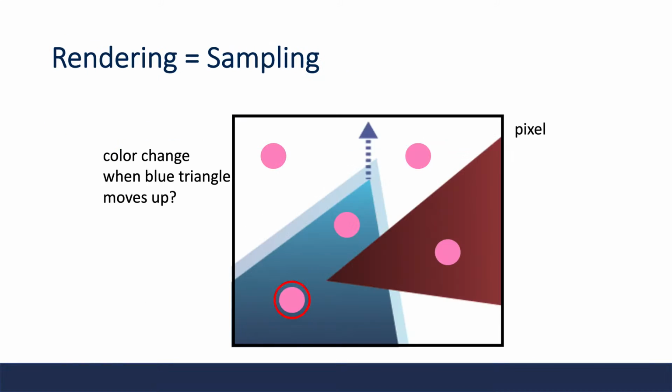To understand it better, let's focus on one pixel, assuming there are only two triangles in the pixel to simplify the problem. Usually, there are many more triangles and many more pixels. However, we don't know which triangles are in which part of the pixel. What we have are these pinpoint samples, which correspond to the light paths I showed before. This is basically the Monte Carlo estimation of the rendering integral. So the question is, how will the color change when the blue triangle moves up?